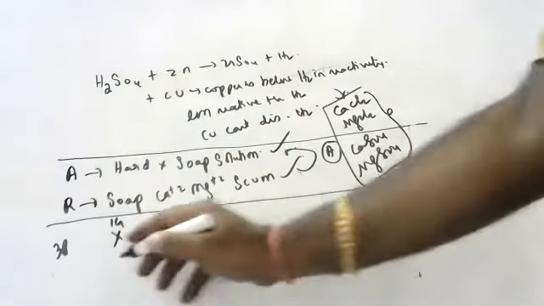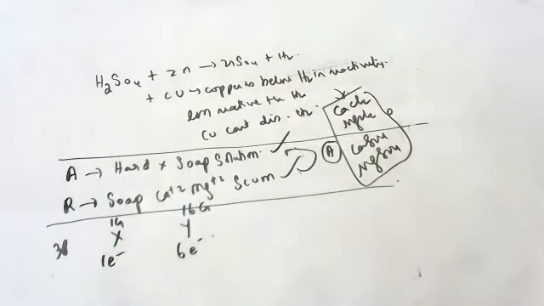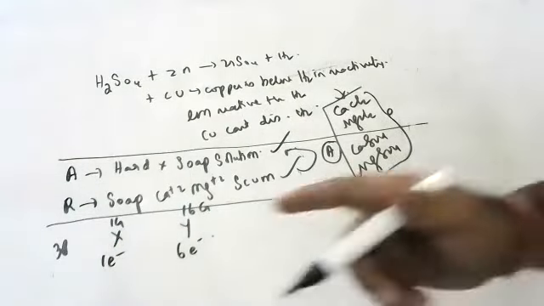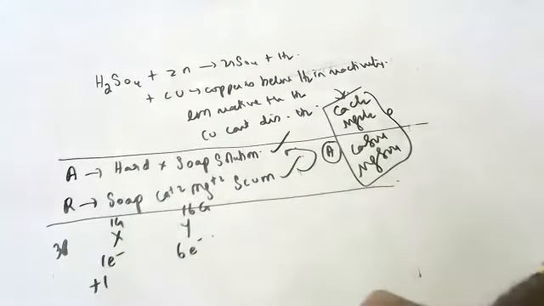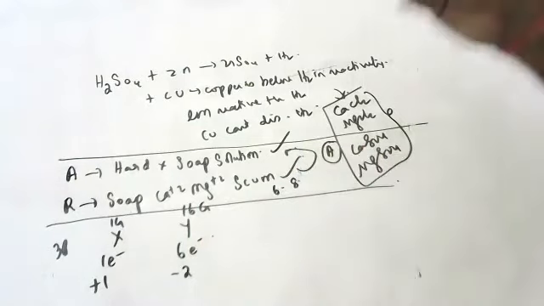First group elements will have 1 valence electron. 16th group element has 6 valence electrons. Next, their valencies. First group valence is +1. 16th group valence is -2, because 6 minus 8 is -2.